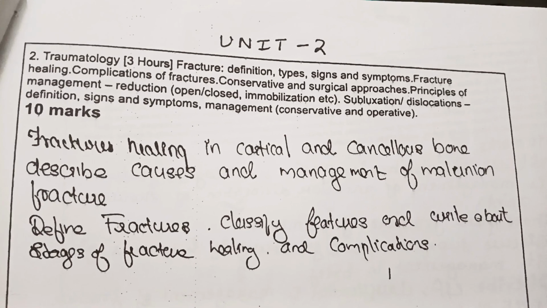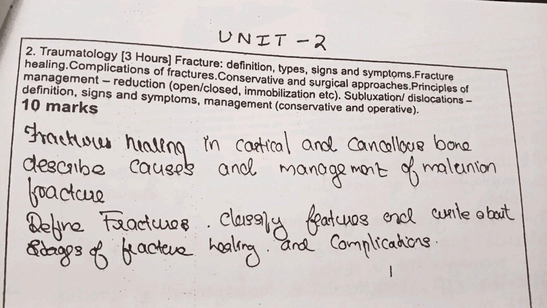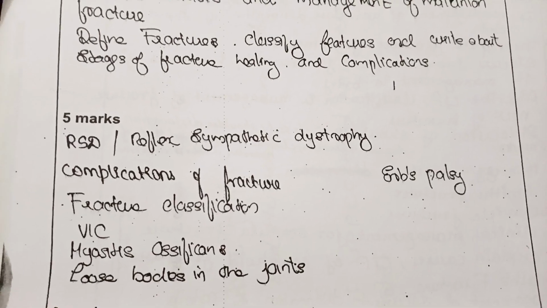Now, moving on to the second chapter. This chapter contains all the topics that is mentioned in the heading. I'm not gonna read it out. You can check it out for your reference. Now, beginning with the important 10-mark questions. The first one, fracture healing in cortical and cancellous bone. Describe causes and management of malunion fracture. Second one, define fracture, classify features and write about stages of fracture healing and complications.